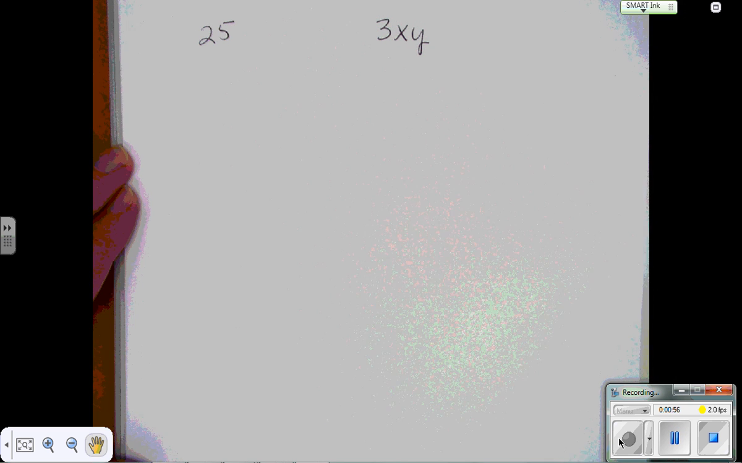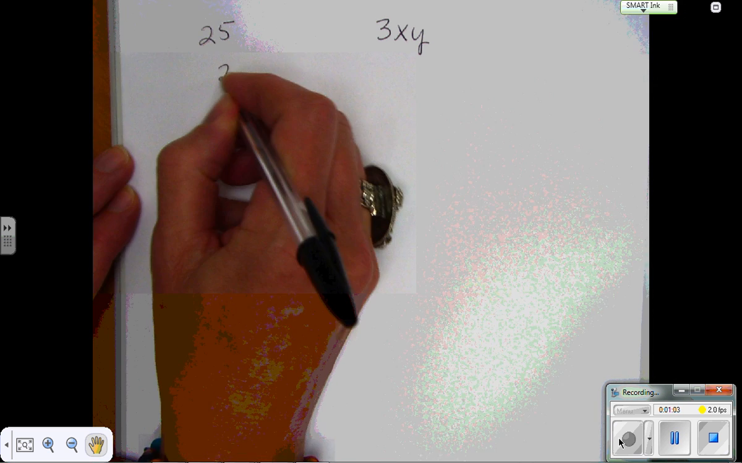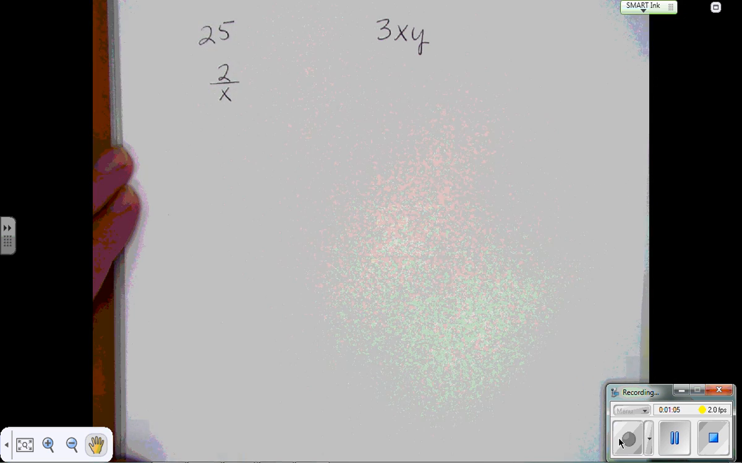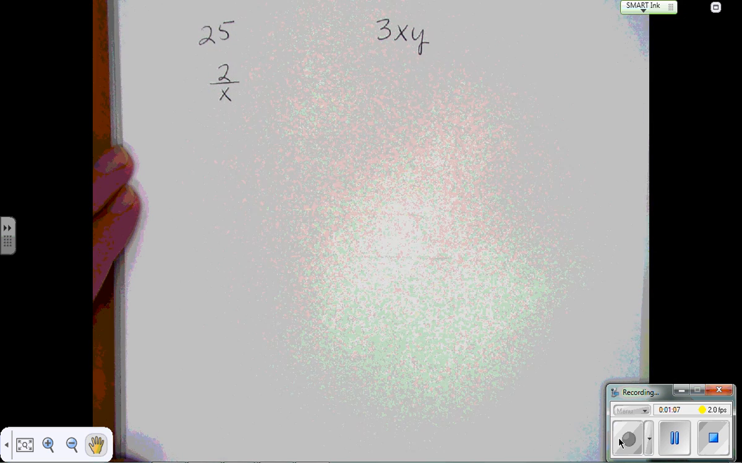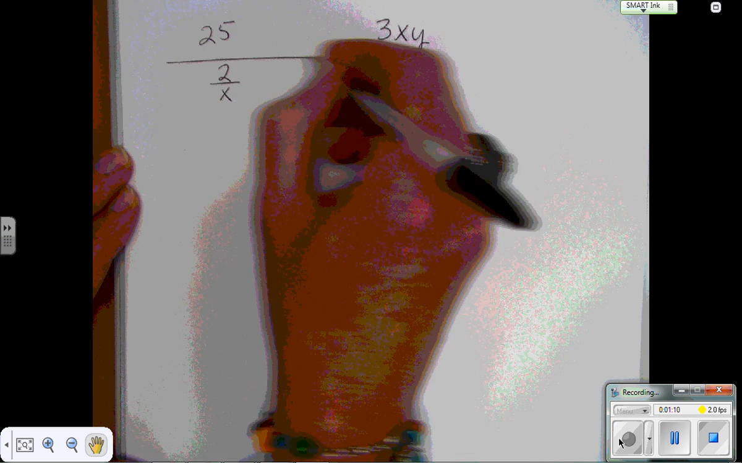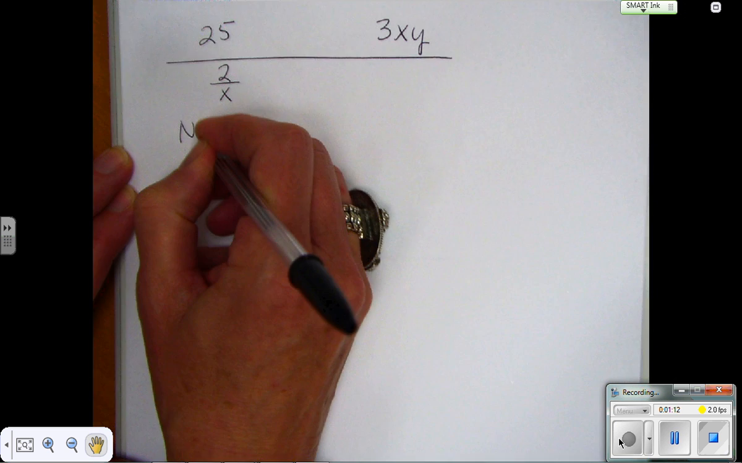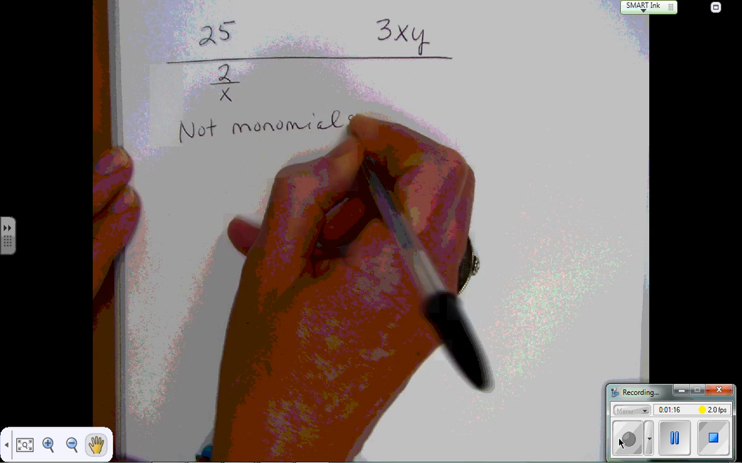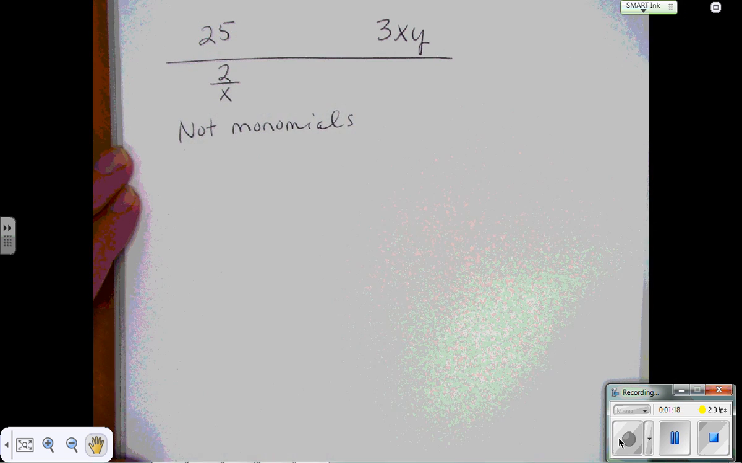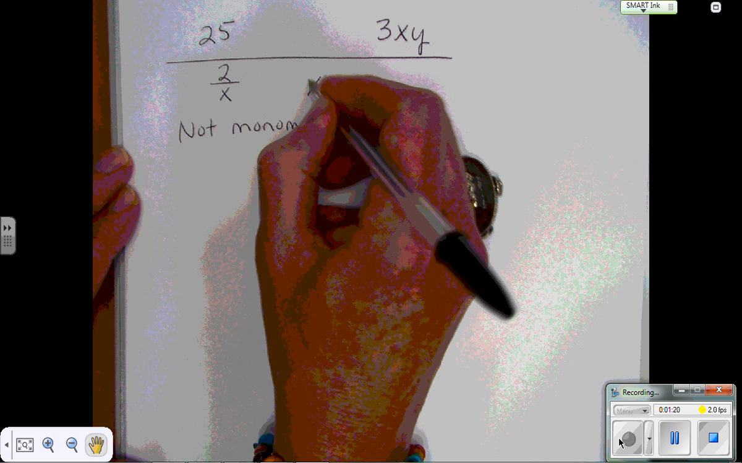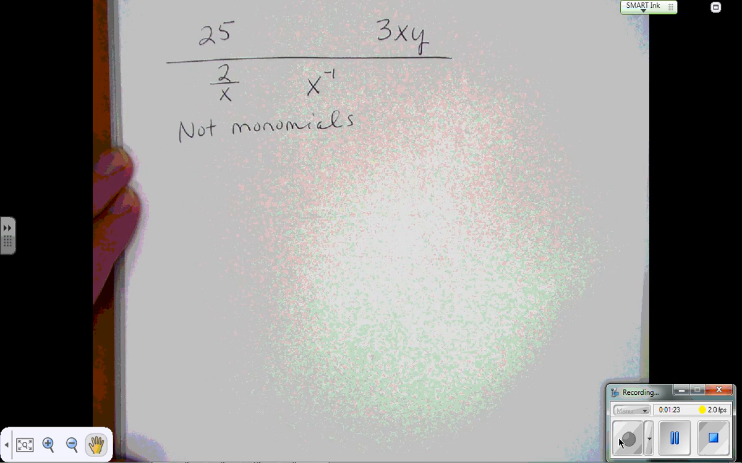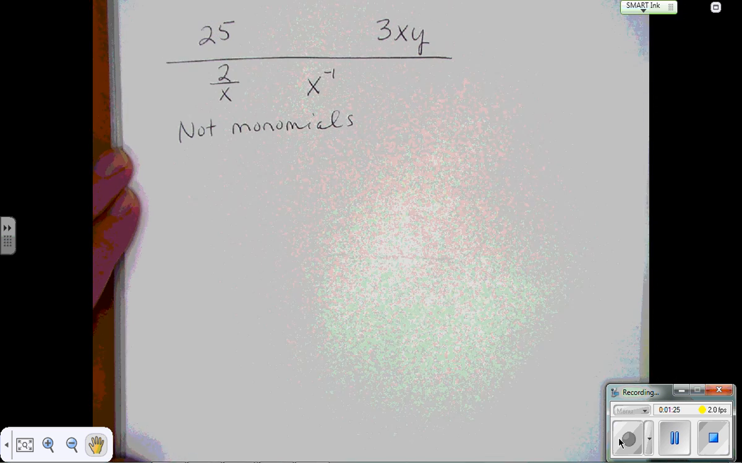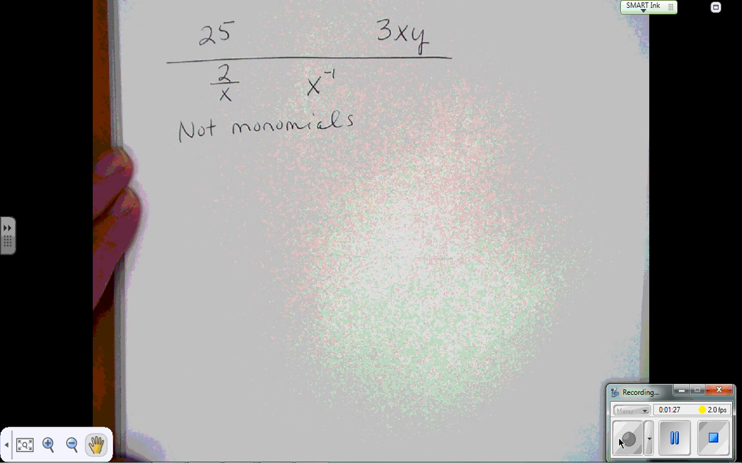That's considered a monomial, they're all being multiplied together. Now, some examples of what a monomial cannot be is something like 2 over x. You cannot have a variable in the denominator. So these are all not monomials that I'm giving you examples of. You cannot have a variable with a negative exponent.